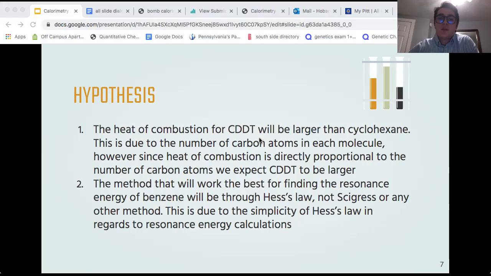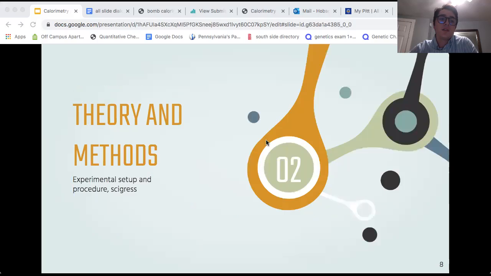So, hypotheses. We had two hypotheses for the experiment. We'll start with the first one. The first one states that the heat of combustion for CDDT will be larger than cyclohexane. This is due to the number of carbon atoms in each molecule. Since the heat of combustion is directly proportional to the number of carbon atoms, we expect that CDDT will be larger. Our other hypothesis states that the method that will work best for finding the resonance energy of benzene will actually be Hess's law and not Segrist or any other theoretical method that we'll be using.